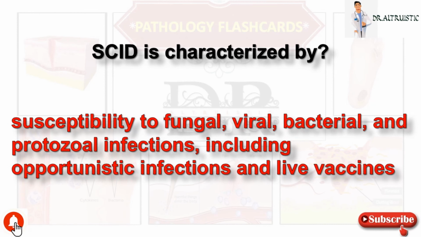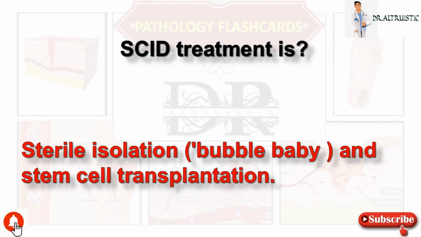SCID is characterized by susceptibility to fungal, viral, bacterial, and protozoal infections, including opportunistic infections and live vaccines. SCID treatment is sterile isolation, bubble baby, and stem cell transplantation.